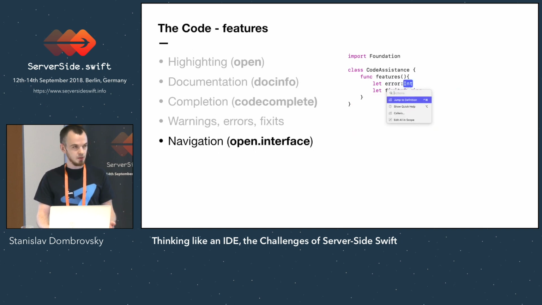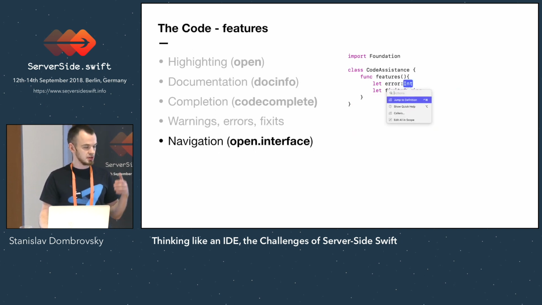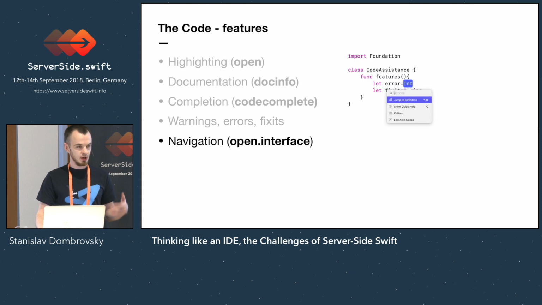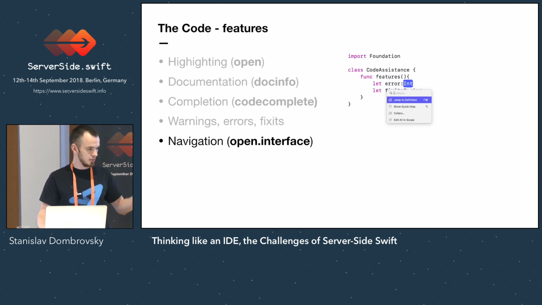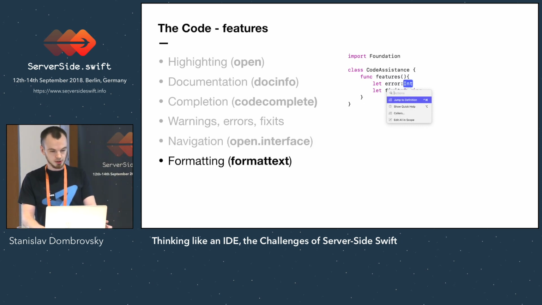We can also perform navigation when we generate the Swift module interface using SourceKit, and we can navigate, for example, to some standard library symbol declaration. We can perform code formatting, and actually much more.